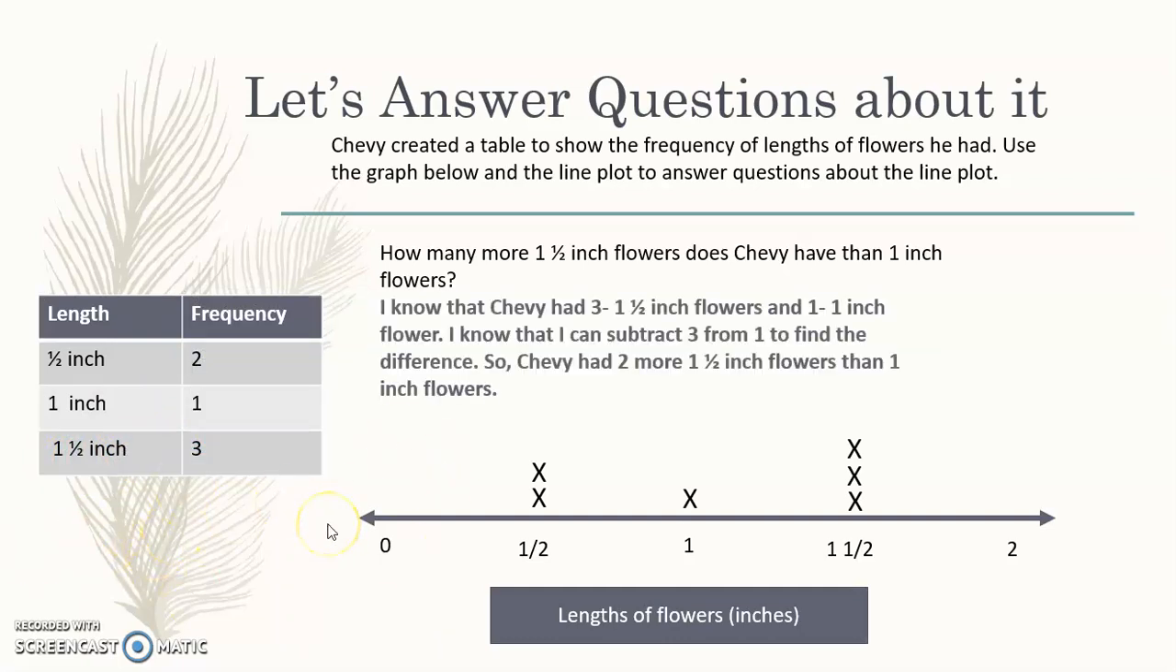Alright, now that I've done that, I know that Chevy had 3 1.5 inch flowers and 1 1 inch flower. I know that I can subtract 1 from 3 to find the difference. So Chevy had 2 more 1.5 inch flowers than 1 inch flowers.